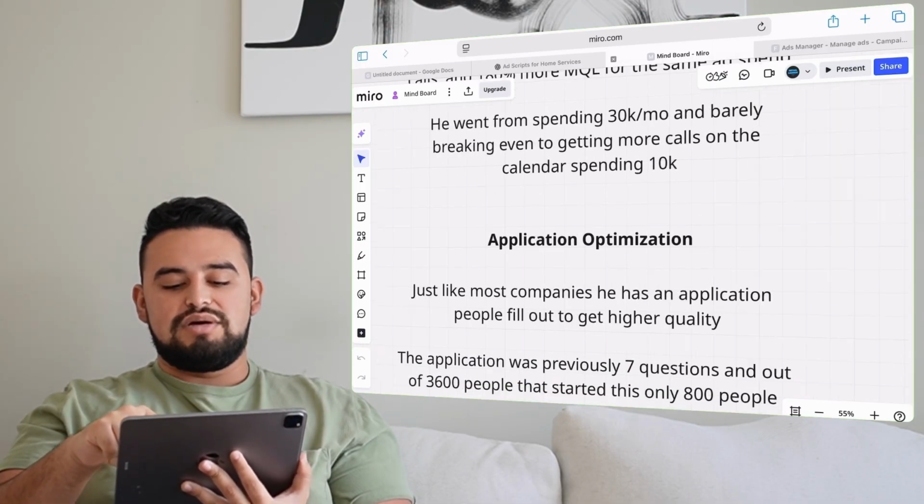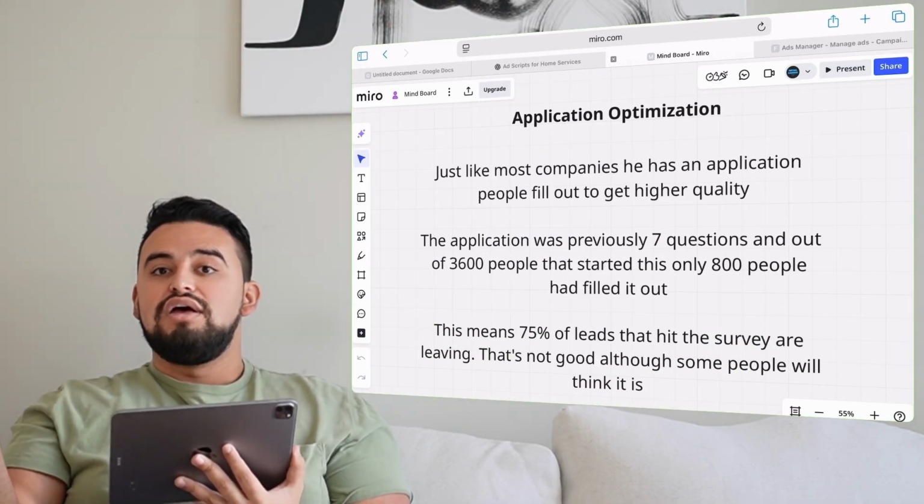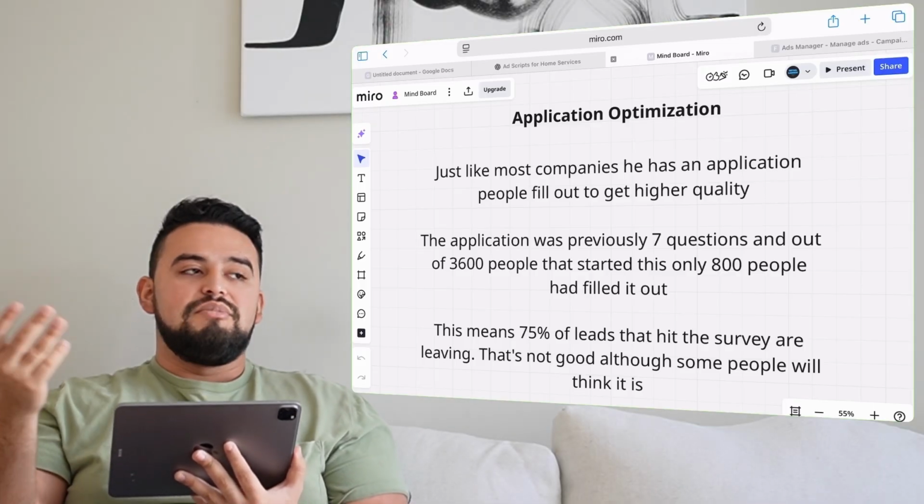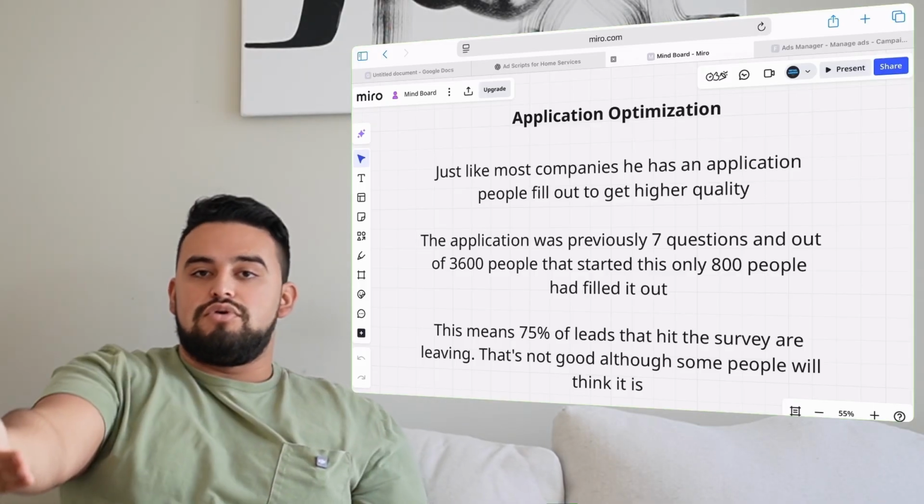And so just like most companies, here's an application people fill out to get higher lead quality. You don't want to just get a name and phone number, because those are gonna be the lowest quality leads in general, right?